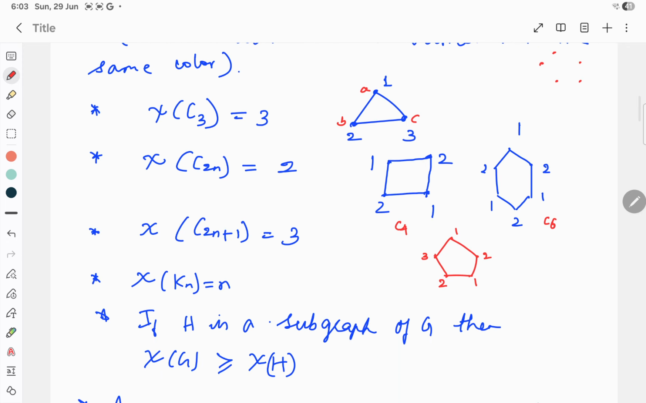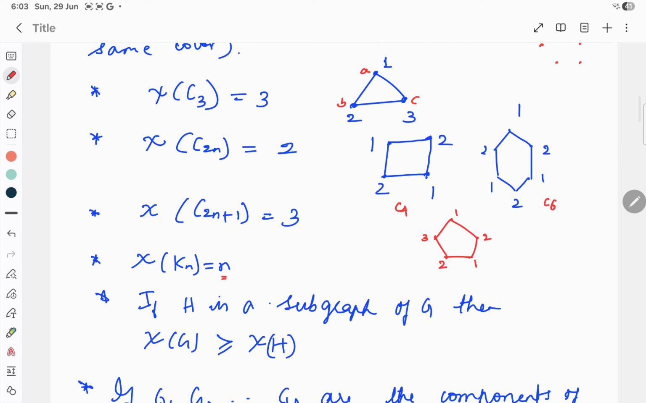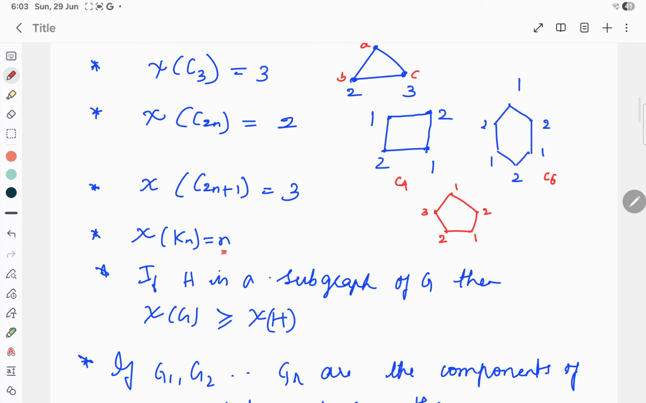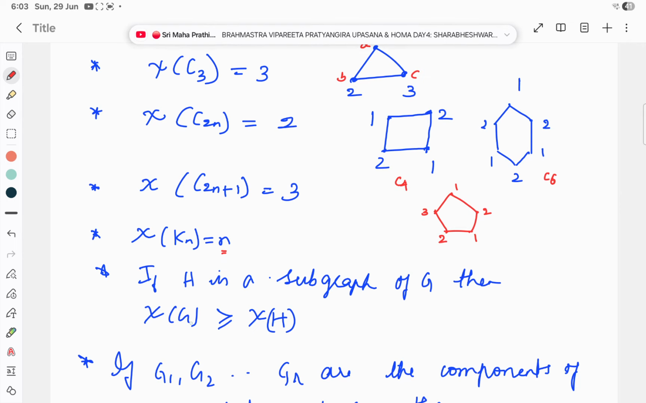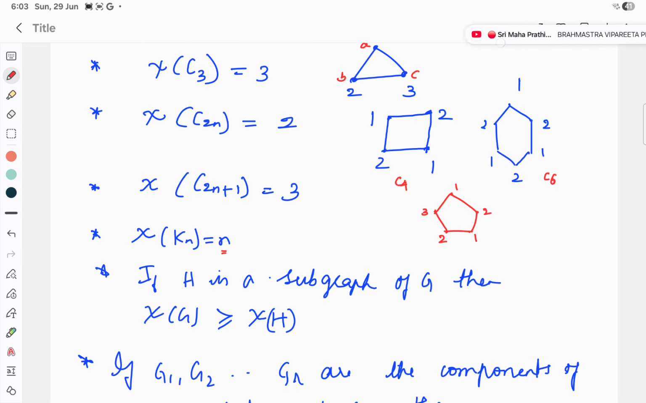Let us consider the complete graph. The chromatic number of the complete graph Kn is equal to n. This is very simple because every vertex is adjacent to every other vertex, and it has n vertices, therefore the chromatic number of the complete graph with n vertices should be n. Now if H is a subgraph of G, then the chromatic number of G should be greater than or equal to the chromatic number of H.